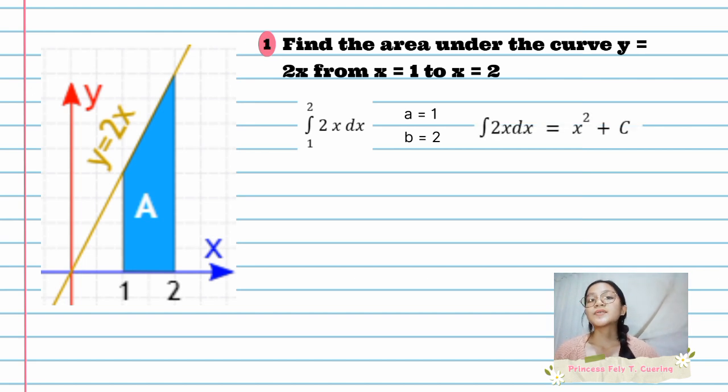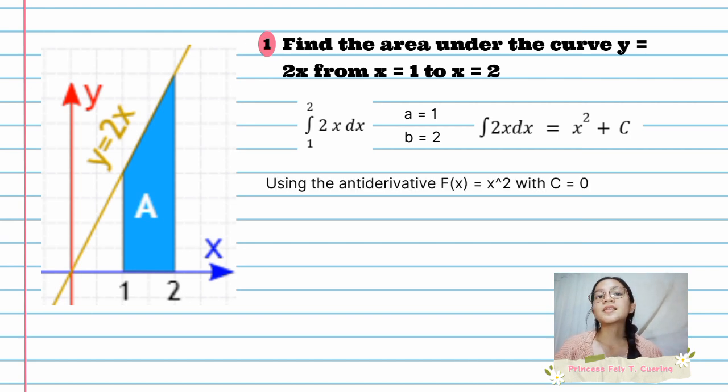Next thing to do is to find the antiderivative. In finding the antiderivative, we'll just have to integrate 2x dx, which will give us x squared plus c, following the rules of integration. Now, using the antiderivative, f of x equals x squared with c equals 0, we will use the following formula for area under the curve, which is A equals f of b minus f of a.